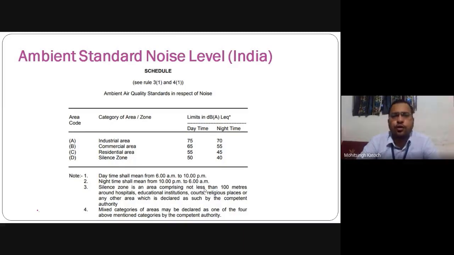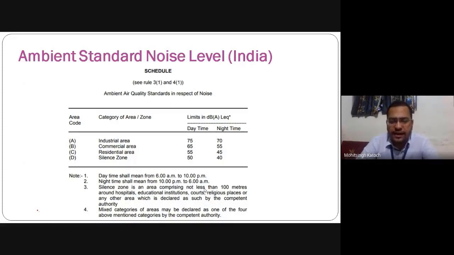The schedule which you are watching on the screen is a part of the Noise Pollution Regulation and Control Rules 2000. It specifies the ambient air quality standards in respect of noise, that is, the maximum limit of noise pollution which can be generated and tolerated according to certain categories of areas and zones during daytime as well as in nighttime. You should keep in mind that daytime means the duration between 6 a.m. to 10 p.m. and nighttime means the duration between 10 p.m.